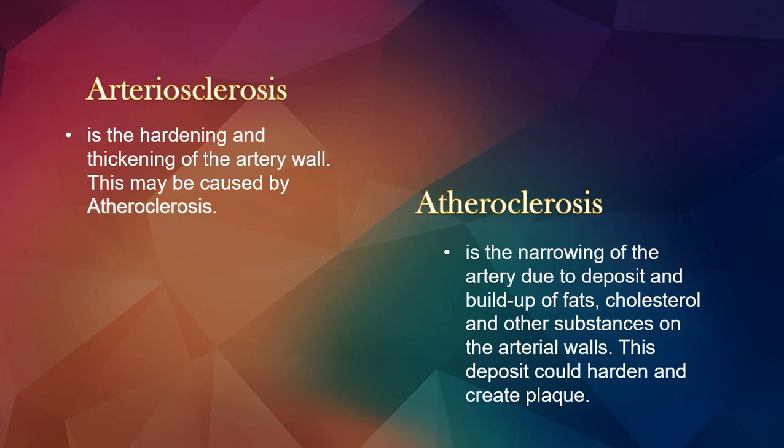arteriosclerosis. Can you pronounce that one? Arteriosclerosis. What that means is the hardening and thickening of the artery wall. Remember, class, that blood vessels are categorized into three distinct parts: we have veins, arteries, and capillaries. Let's focus first on the arteries because arteries are the focus of this one. Arteries are blood vessels that carry blood from the heart towards your body.